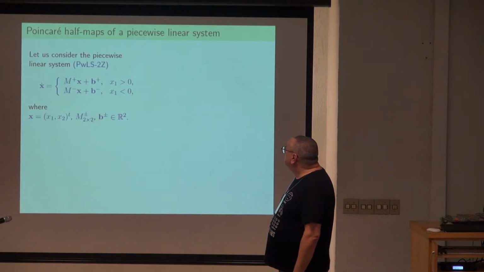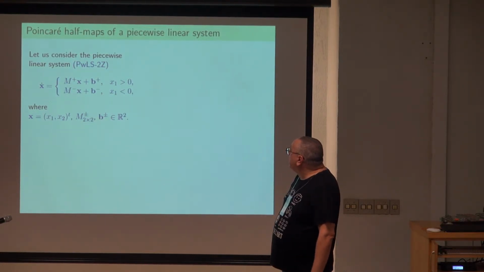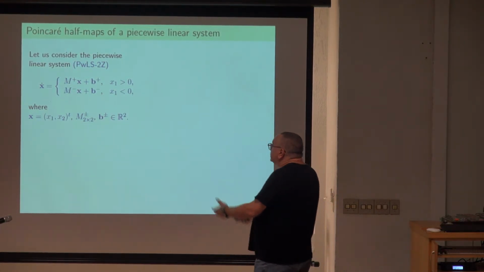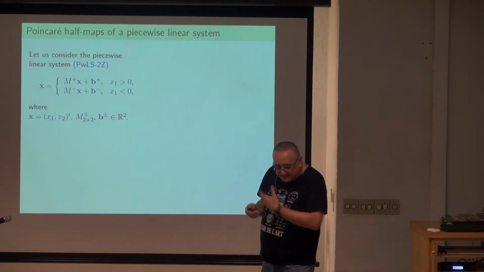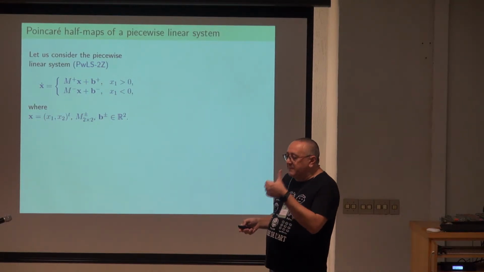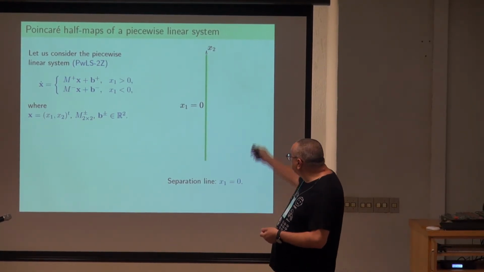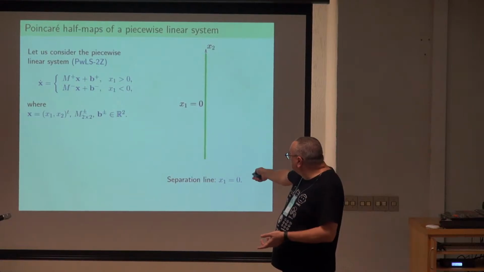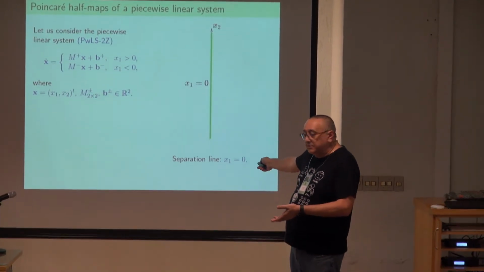And well, this is the system we are going to consider. The easiest possible system is linear. It is piecewise linear with two zones separated by a straight line that you can choose, for instance, x1 equal to 0.